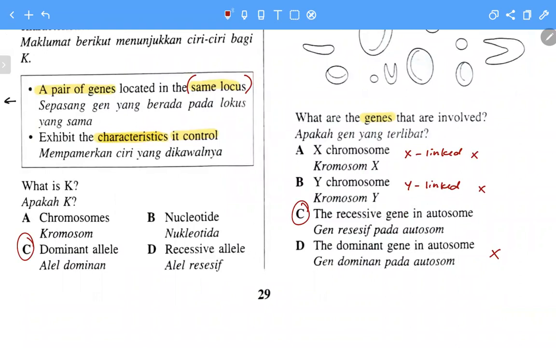But this can be inherited, which means parents can pass it down to their offspring. Then the offspring have a chance of getting it. Okay.